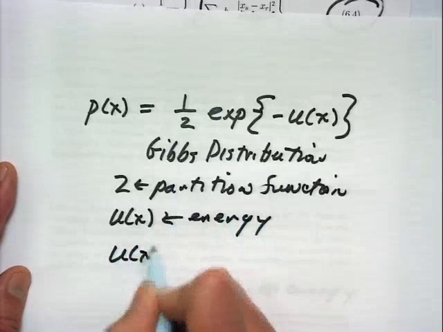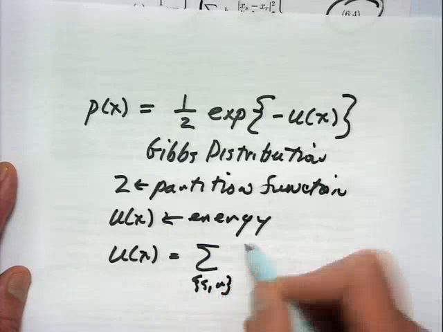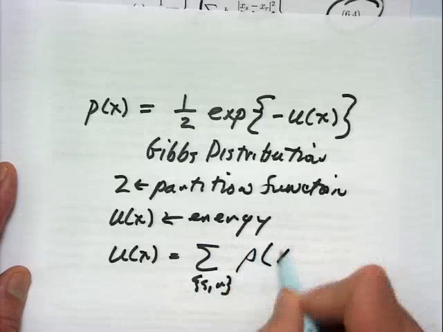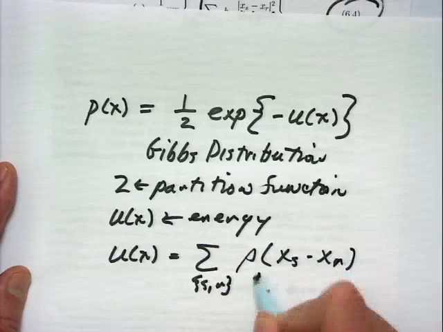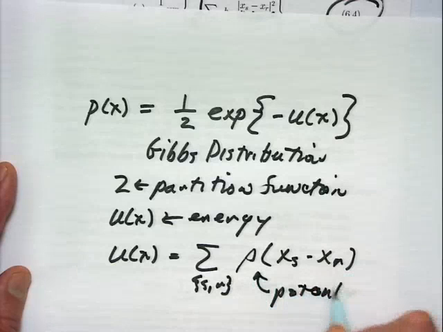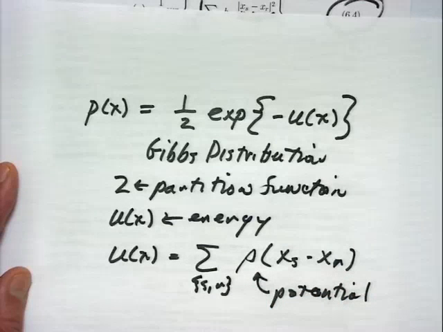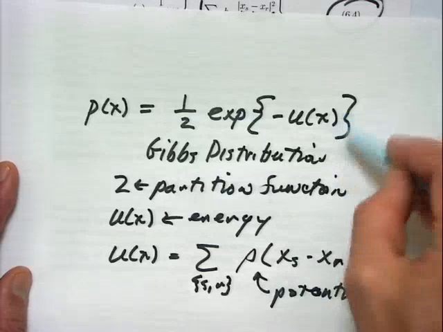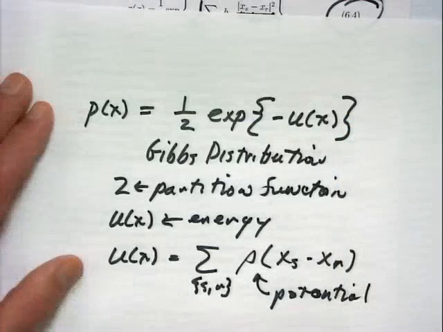And if u of x is equal to a sum over, say, pairs of pixels of some function of, say, xs minus xr, this is called the potential function. The reason we give it these names is because this is analogous to quantities in thermodynamics. Has anybody ever taken a thermodynamics course? Oh, wow, that's pretty good. So the Gibbs distribution turns out to be the distribution you get when you're in thermodynamic equilibrium.